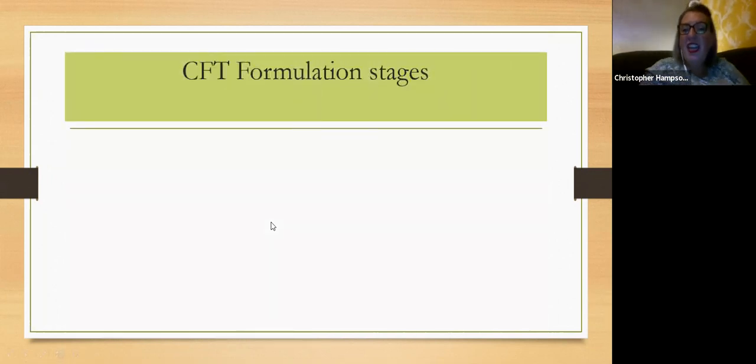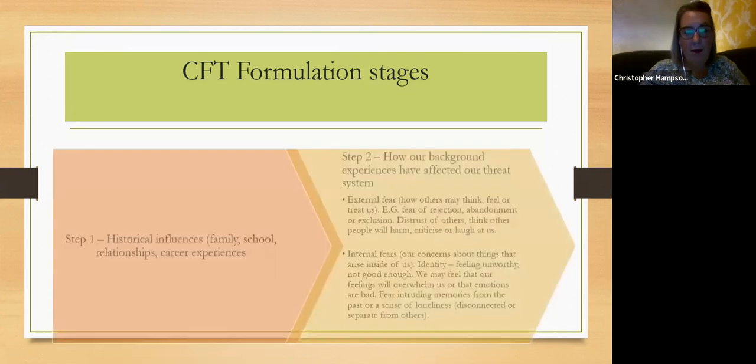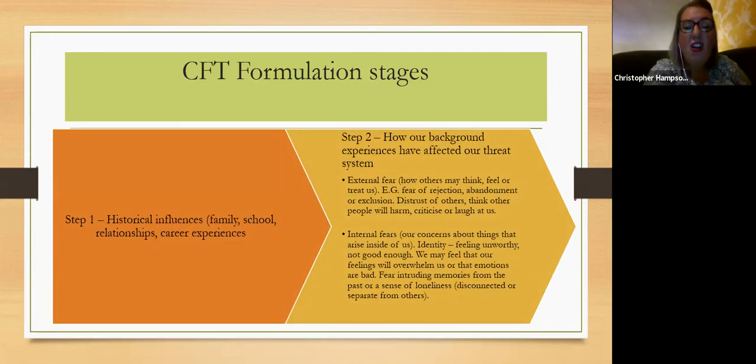So the formulation stages in a little bit more depth. The first one is historical influences: family, school, relationships, career experiences. I would form this from a person-centered base, but I would also be listening for personal constructs, conditions of worth, and possibly some core beliefs that have influenced them in their life when they come for therapy. Step 2, how our background experiences have affected our threat system.